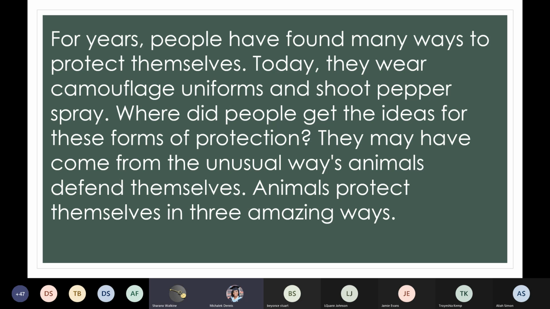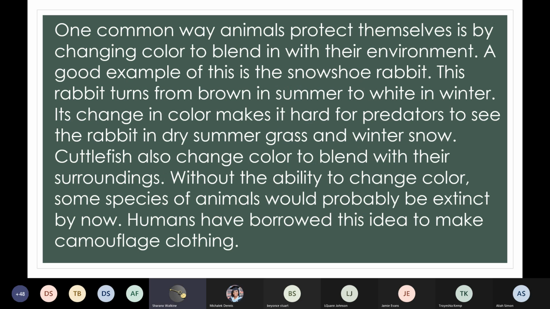Okay, so someone said the thesis is, Deborah said the same thing, and then she said the thesis is animals protect themselves in 3 amazing ways. Excellent. Very good, Deborah. Good job, Deborah. All right, so we're just breezing through.